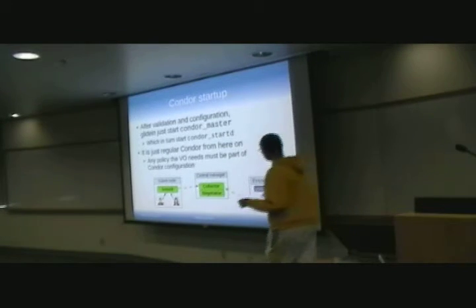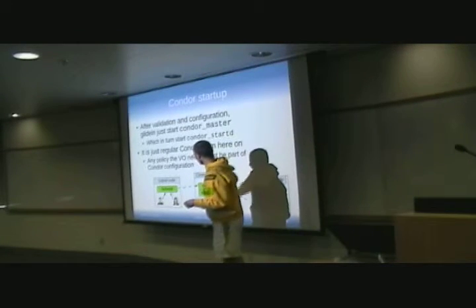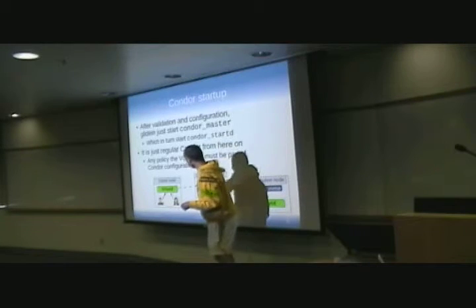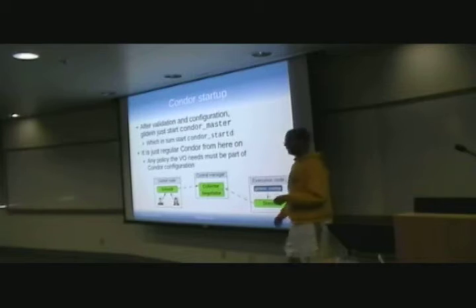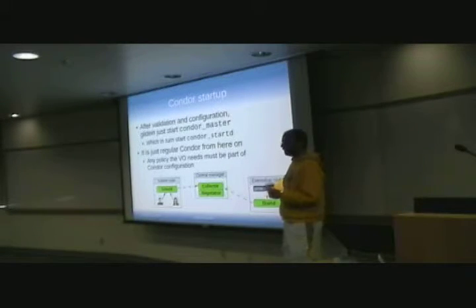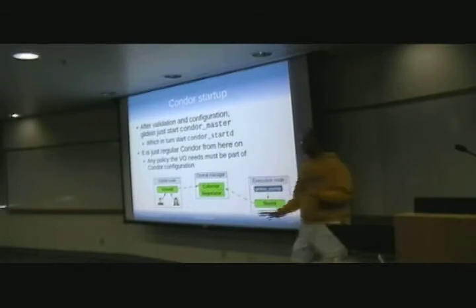So Condor does the usual stuff. Talk to the collector, the negotiator can do its job. The schedd can talk to the startd, jobs can start. This all happens without any intervention by the glidein startup. It's completely out of the picture.